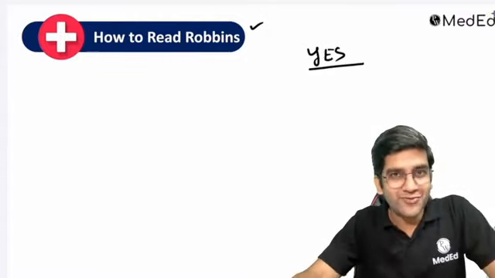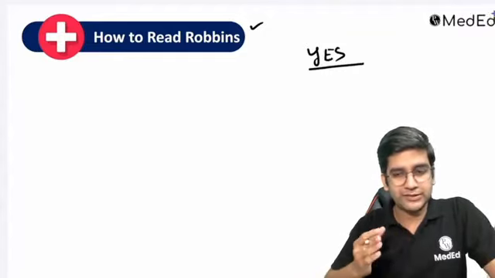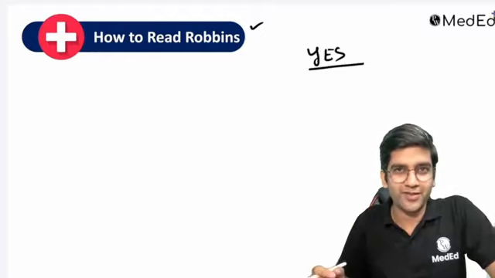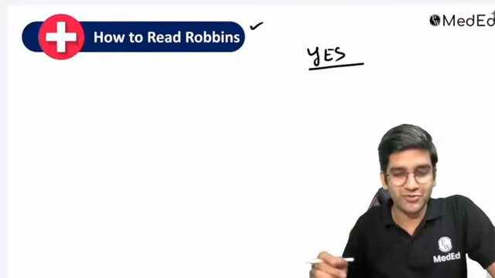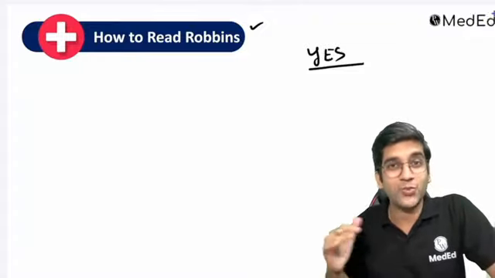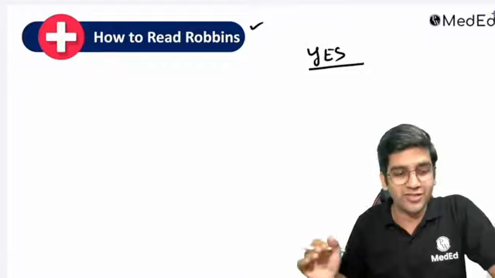I'm sure you must have had a few seniors who told you that Robbins you can read, but you will not score well. Quite a few seniors would have advised you against it. Quite a few seniors said that Robbins is very, very big. Don't read that, you will not be able to complete. Robbins is not needed.